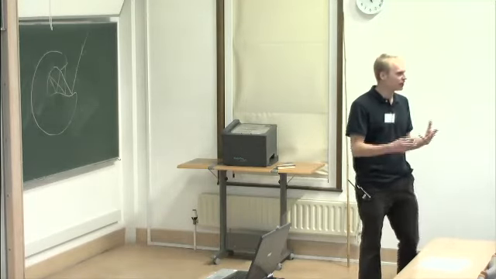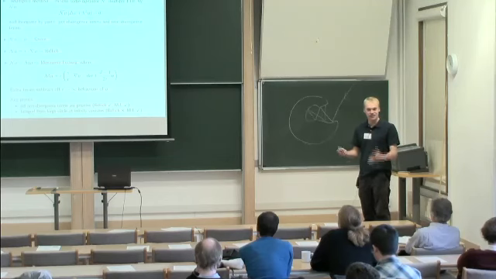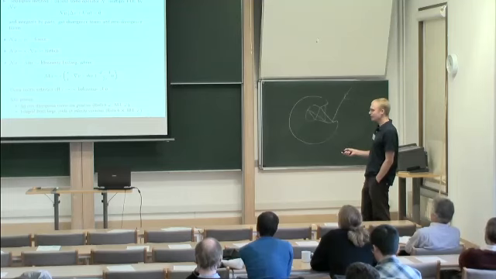Okay, so when you apply one of these identities, you have these divergence and non-divergence terms, and to prove estimates you want all the non-divergence terms to be single-signed. In the Rellich case, this is true, and that's why these Rellich identities have been so well used. And in the Morawetz and Ludwig case, this is also true.